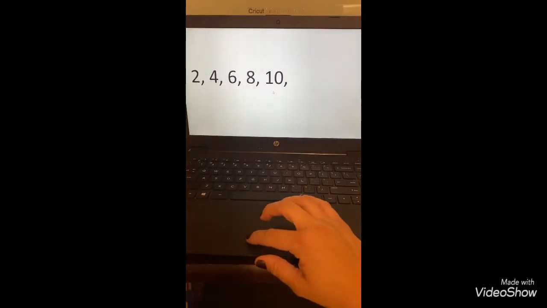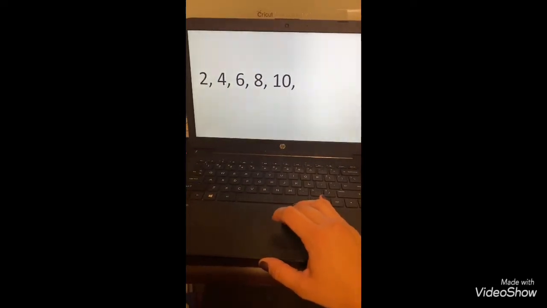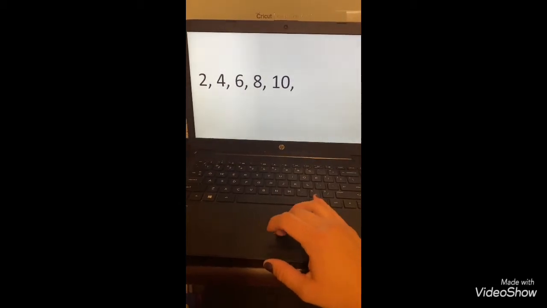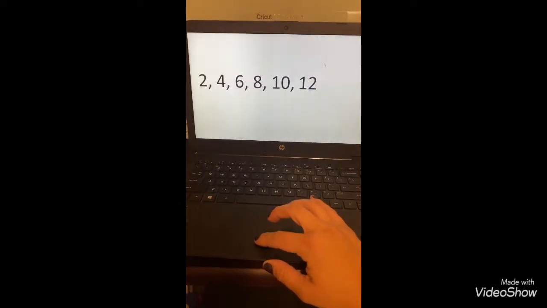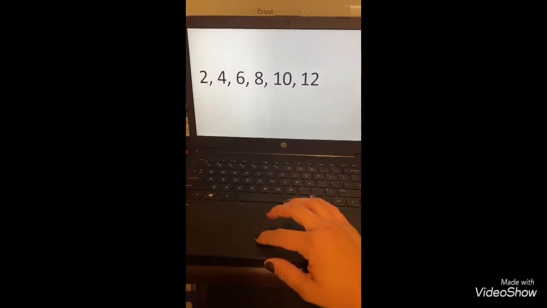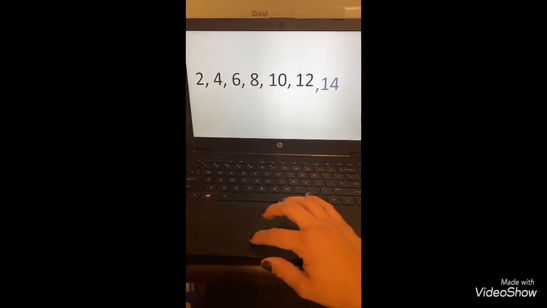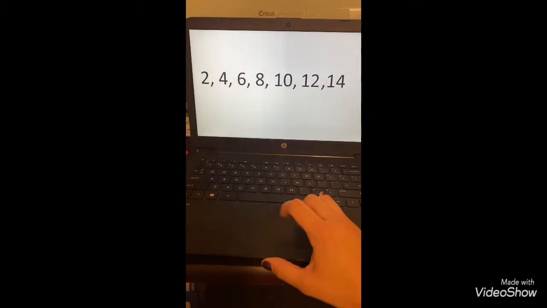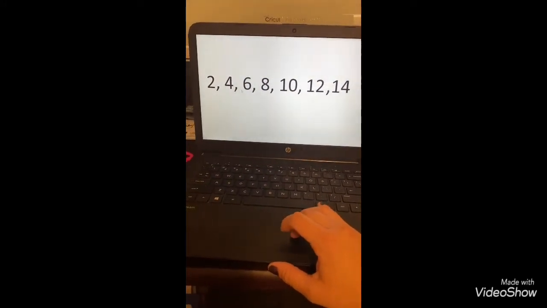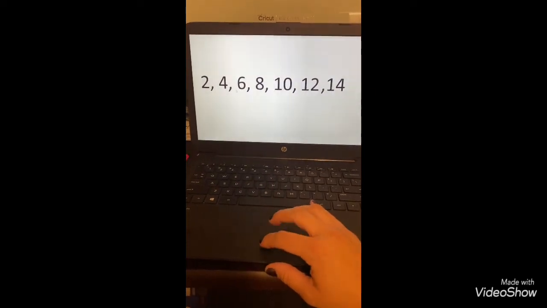We have 10. What do we think would come next? If we're skipping 1, we can maybe skip 11, and then we're going to have 12. Okay, I think we're right with our pattern here. So 12, 13, skip, and 14. There we go. So let's check. 2, 4, 6, 8, 10, 12, and 14.